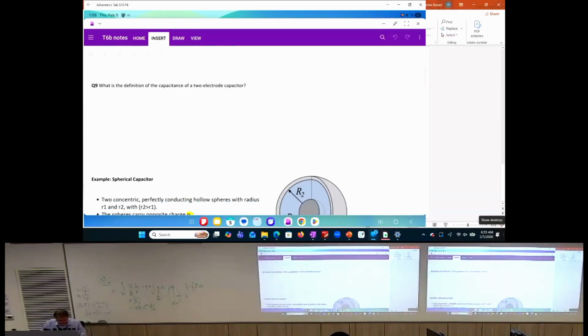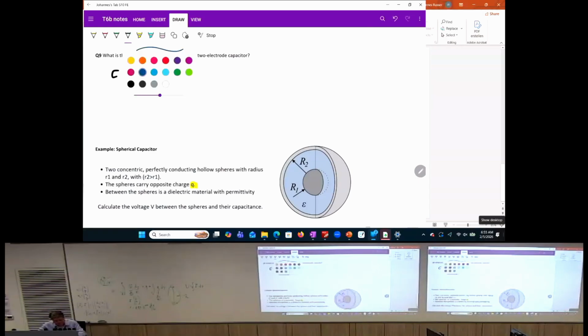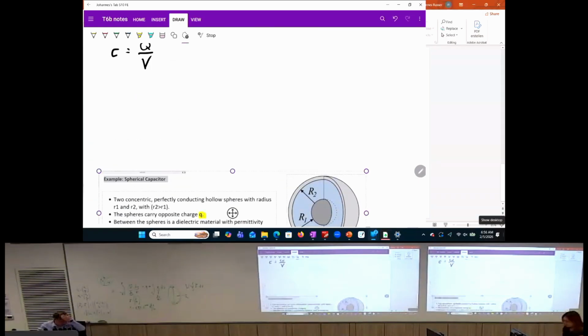So what is the definition of the capacitance of a capacitor with two electrodes? You remember? The capacitance is given by C, and the definition is capacitance is charge over voltage. So how do you assess the charge on the capacitor?